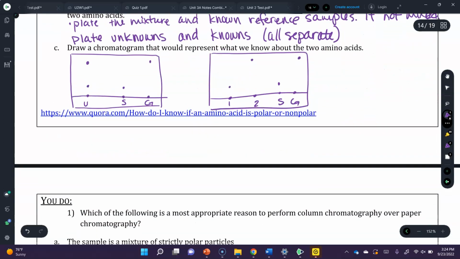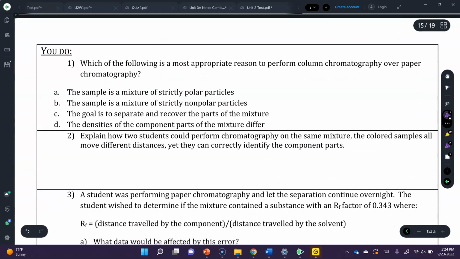Okay. From here you are going to complete the you-do using conceptual information and a little bit of math to compare and dive deeper into chromatography.